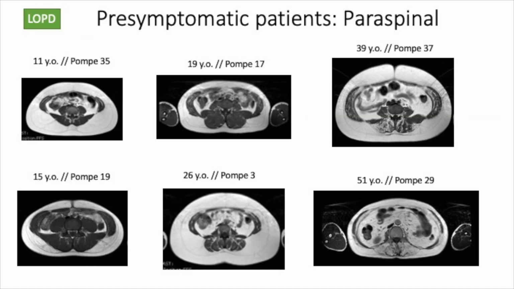pre-symptomatic in our cohort. And you can see that if we look at the paraspinal muscles, 3 of the patients, the younger ones, were completely normal. You have this nice big paraspinal muscle. Here you have this lady, 26 years old. You start seeing some fat here. 39, much more fat, and this gentleman, 51 years old, and the paraspinal were completely replaced.